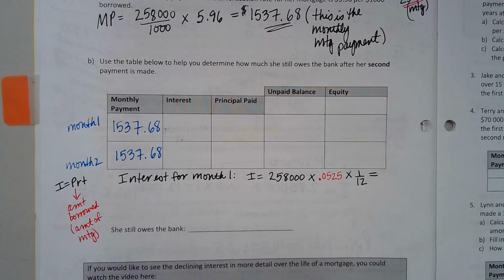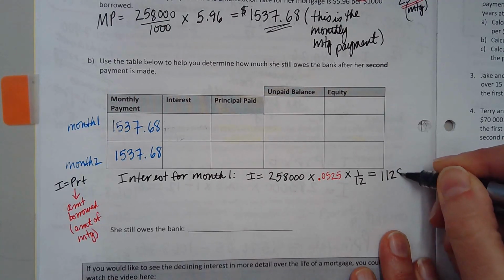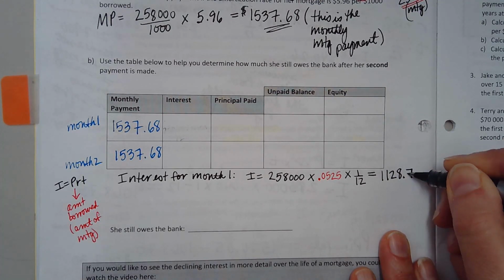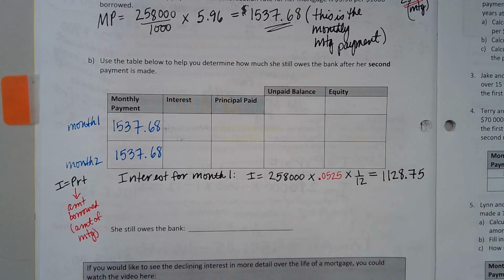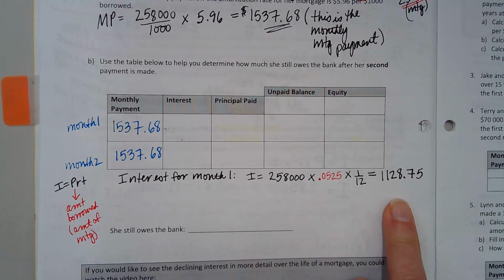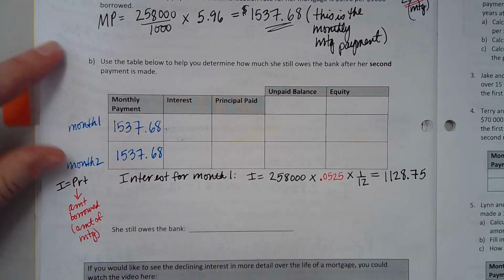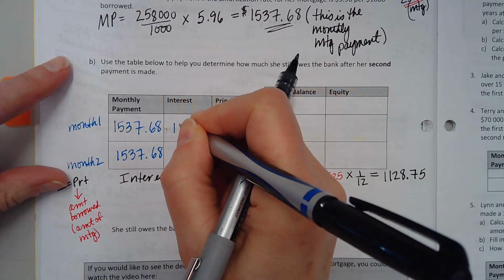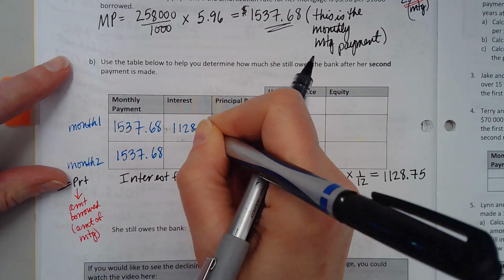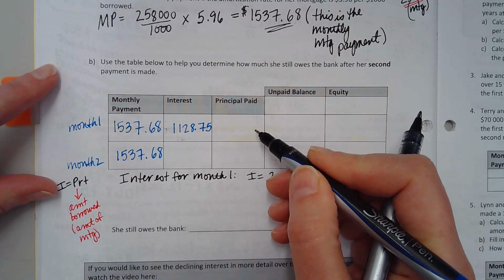Rounding, oh, I didn't have to round it, it rounded nicely for me. I get 1128.75. Yeah? Okay. So where do you think that goes in my cell under interest for 1 month, right? For the first month. So 1128.75.